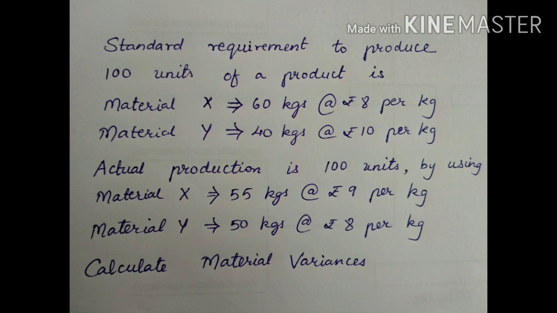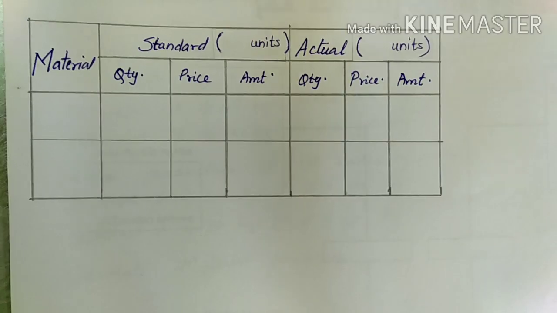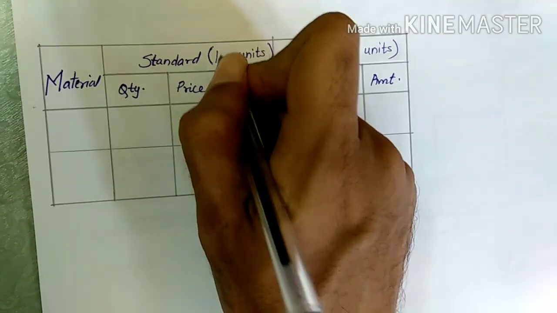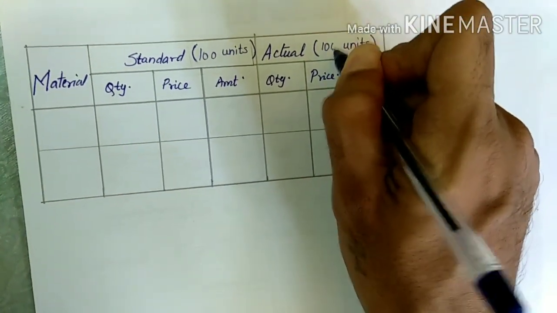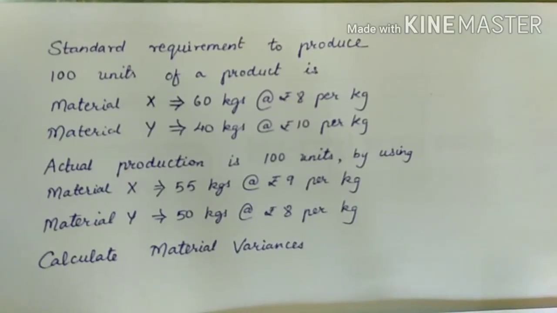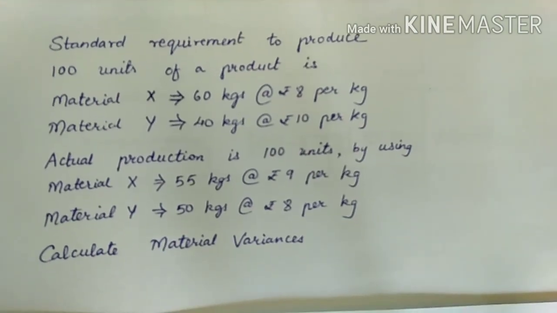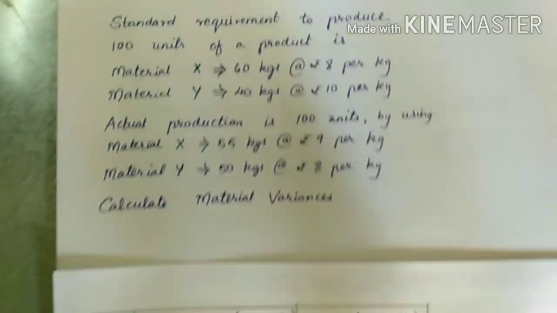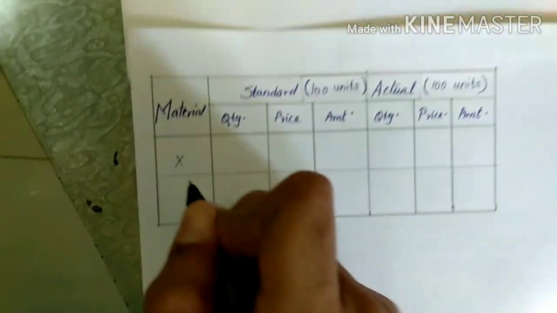The first thing we need to do is to identify output units of both standard and actual. As we read the first sentence, we come to know that the standard units are 100. And as we read the information related to actual production, we come to know that actual units are also 100. We will be writing the standard units as 100 and actual units as 100. And next, we will be writing the names of materials given in the question. So as we can see, they are X and Y.